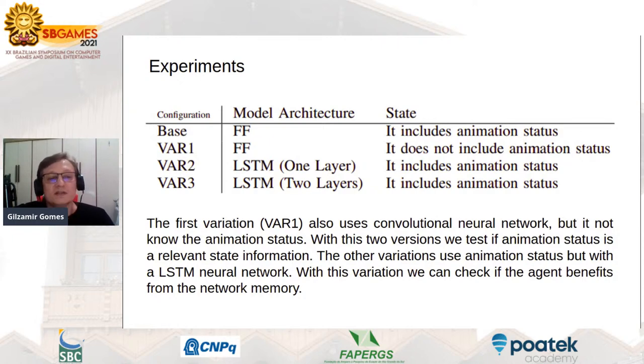The first variation, var 1, also uses a convolutional neural network, but it does not know the animation status. With these two versions, we test if animation status is relevant state information. The other variations use animation status, but with a long short-term memory neural network. With these variations, we can check if the agent benefits from the new network memory.